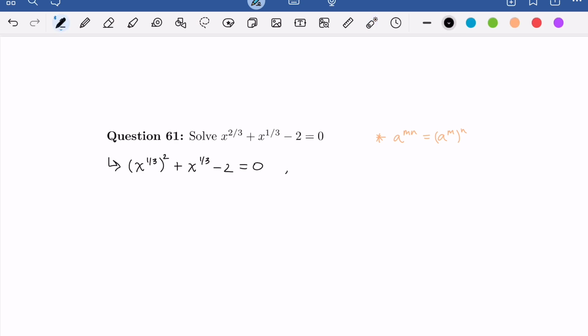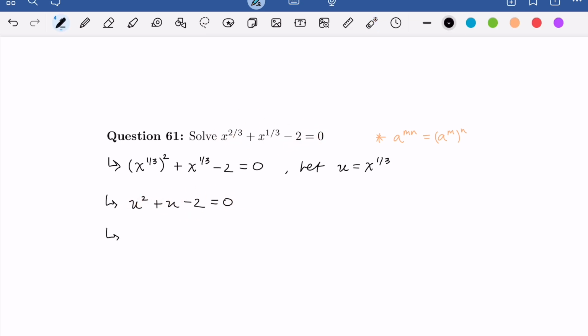So what we can do then is use substitution. If I introduce another variable, let's call it u, as being x to the 1/3 power, what I can do is substitute this u directly into this equation here whenever I have x to the 1/3. So I will end up with u squared plus u minus 2 gives me 0. So by doing this here, we rewrote this kind of complicated equation into something much simpler.